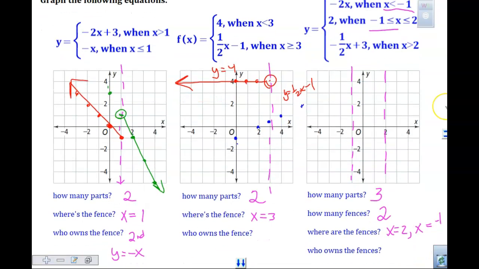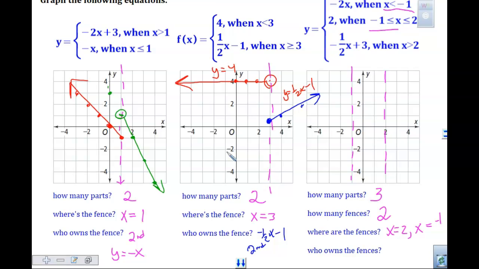Second equation owns the fence, right? The -1/2 x minus 1. The second equation, because that's where our equal is. That means this is going to be a closed circle, and I'm just going to go here. And I'm going to erase these other points because I really can't be in my neighbor's yard. Okay, is that making sense better?